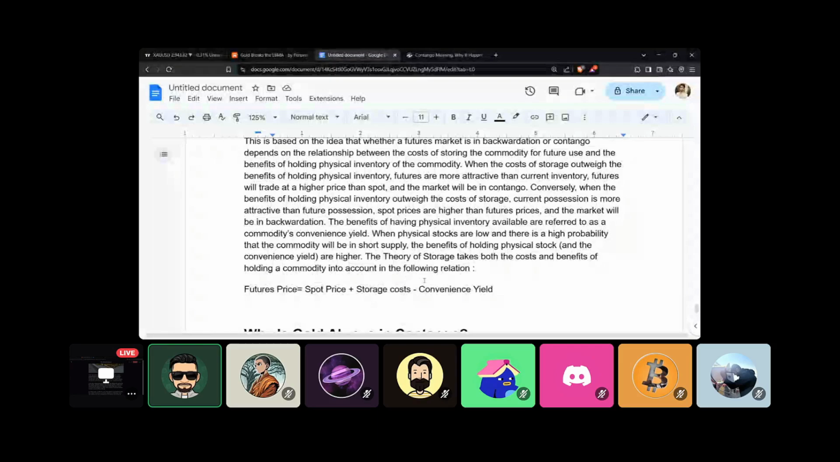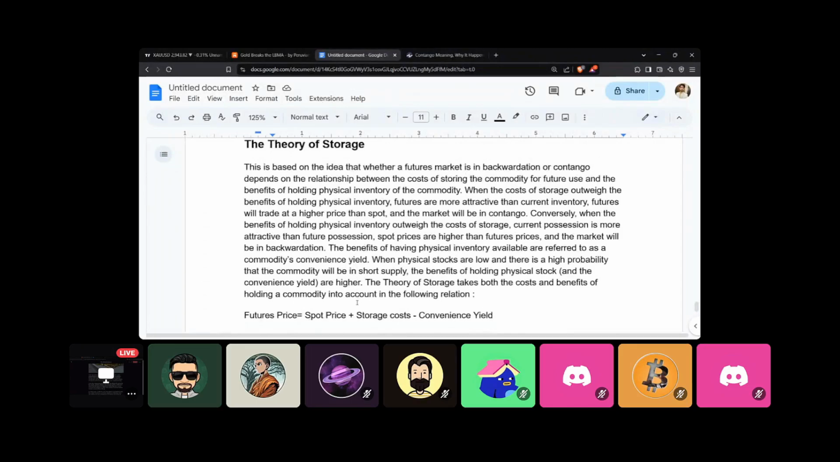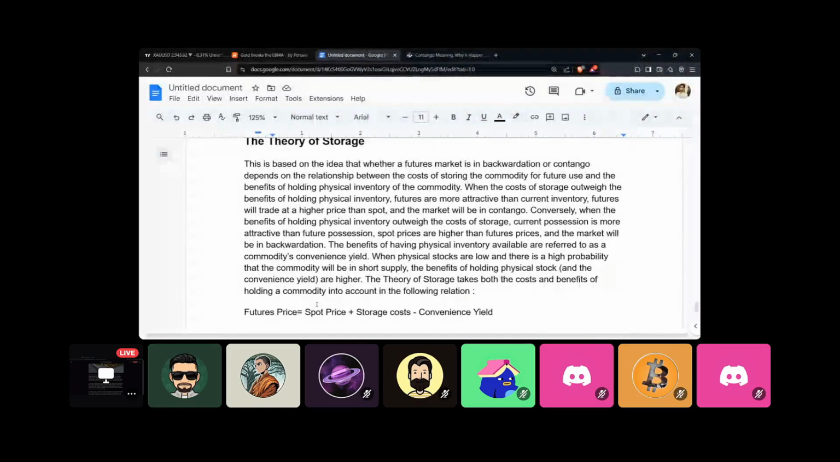But what has happened currently is that paper gold has exploded. For every 1 ounce of gold in the backing, I think the video summarizes it like they have been trading 40 to 50 ounces of paper gold. That is not feasible in the longer term. So the people are considering, and the convenience yield factor comes into play.